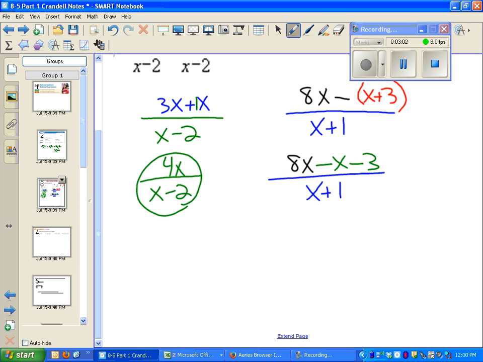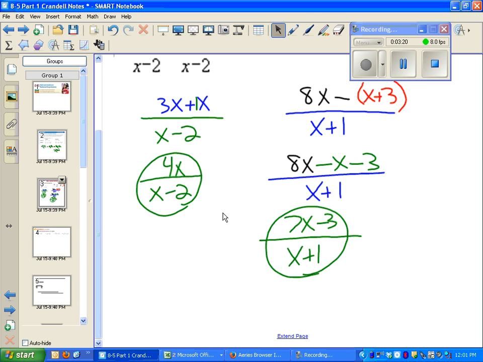So don't do that. All right, so we have the same name on the bottom, and then we combine like terms. So 8x minus x is 7x minus 3. So if you got that without listening to me, great job. All right, if you did not get the minus 3, you got a plus 3, please rewind, go back, listen. All right, your test will thank you.